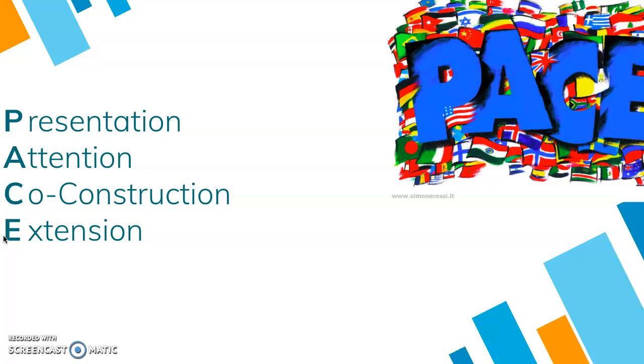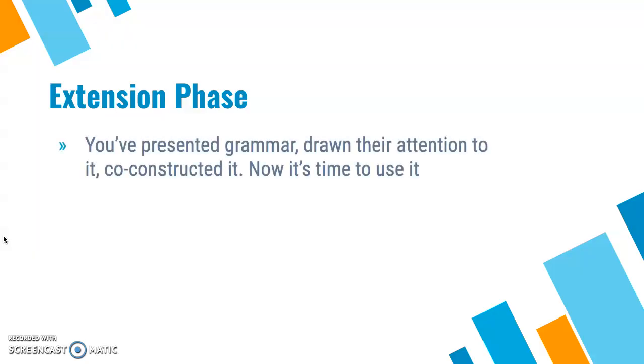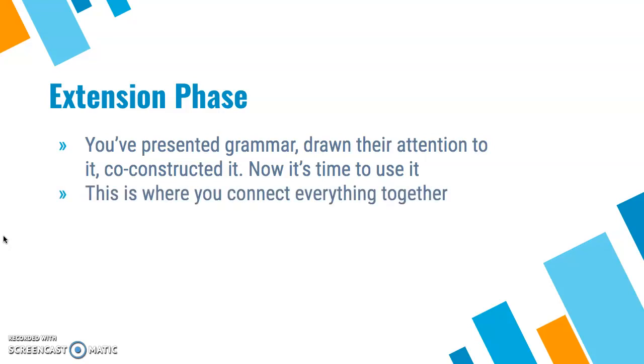Now we're going to talk about the extension phase, what that means in terms of how we just worked really hard with this grammar, and now we're going to bring it back to the theme of what we're working in. So by this point, like I said, you've presented it, you've drawn their attention to it, and you've co-constructed it. And now it's that big moment where they need to see that this tense does not just exist in this resource. And this tense is also not just because you're telling them to use it, it's because they actually have a need to use it. They have a want to use it. They're going to use this to communicate different ideas in real life settings. So this is where you bring everything together.